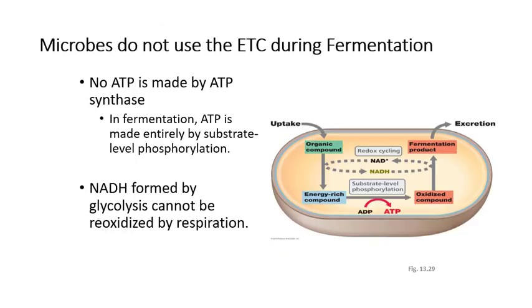Recall that there are no terminal electron acceptors for fermentation, so microbes are not using electron transport chains. But that's fine because they do not generate ATP via the proton motive force, so they don't have to pump protons to make a gradient. They use substrate-level phosphorylation. However, because there are no electron transport chains, the NADH that is formed by glycolysis cannot be reoxidized when the electron is pulled off by the respiratory electron transport chain.